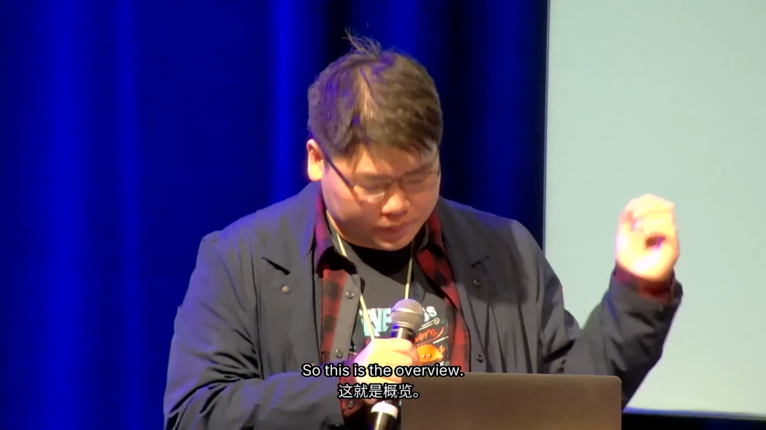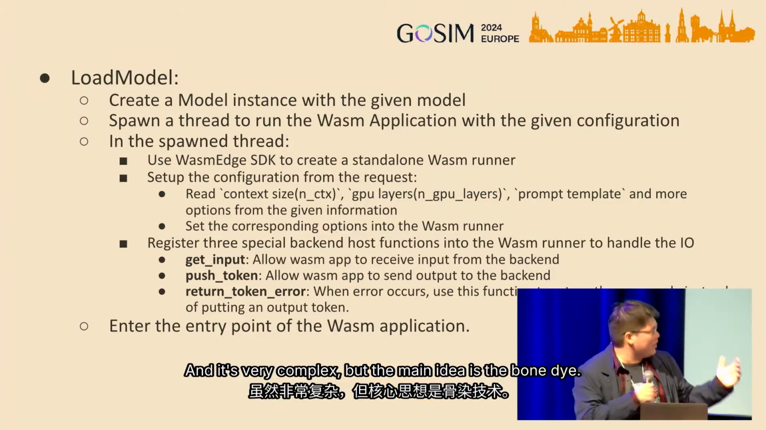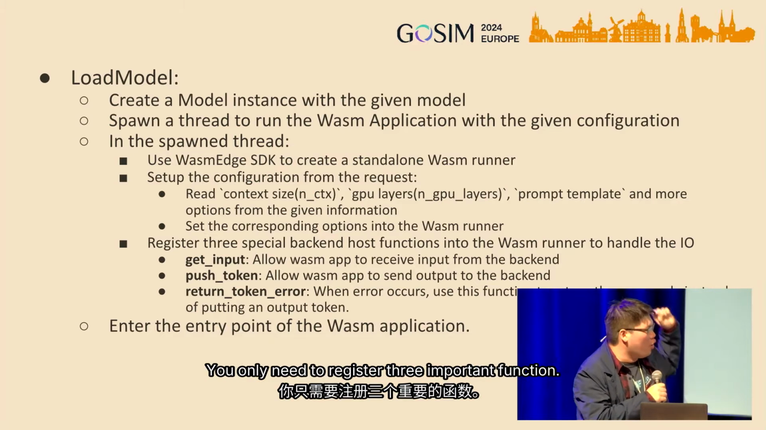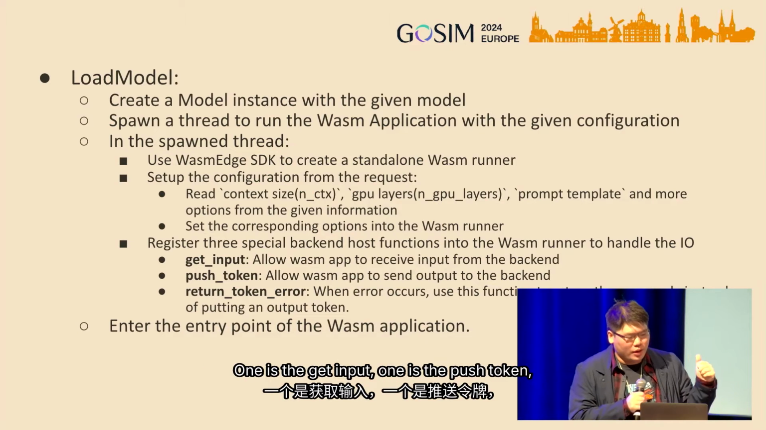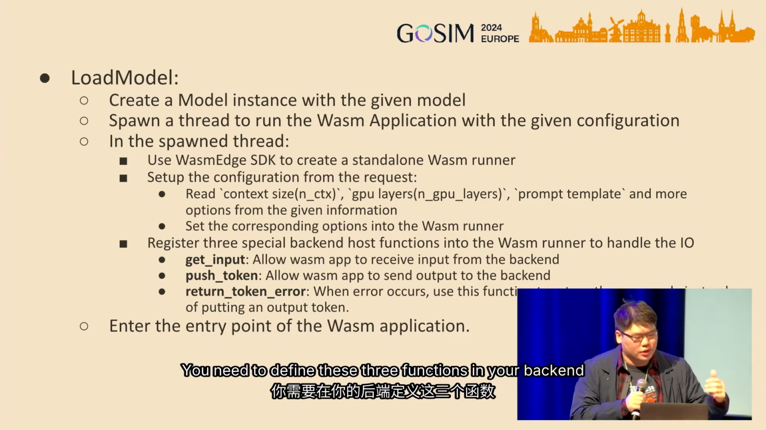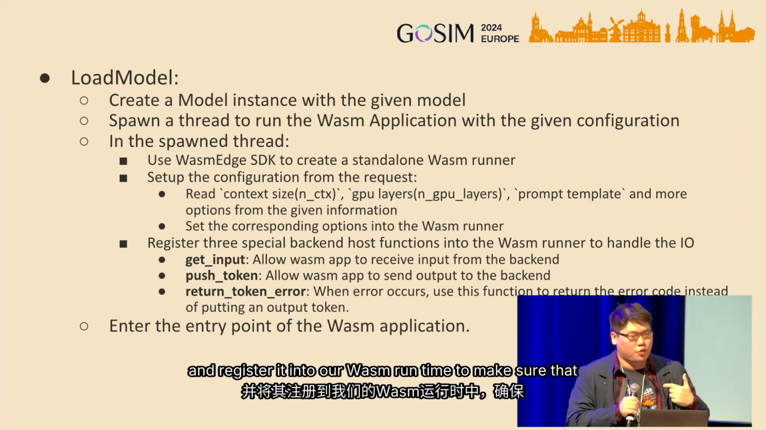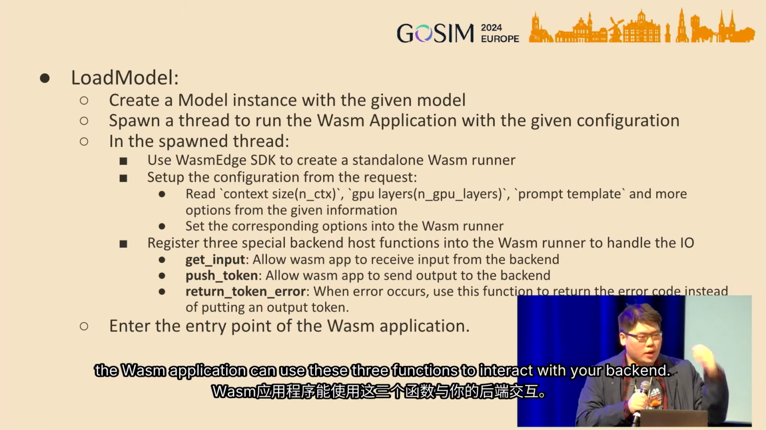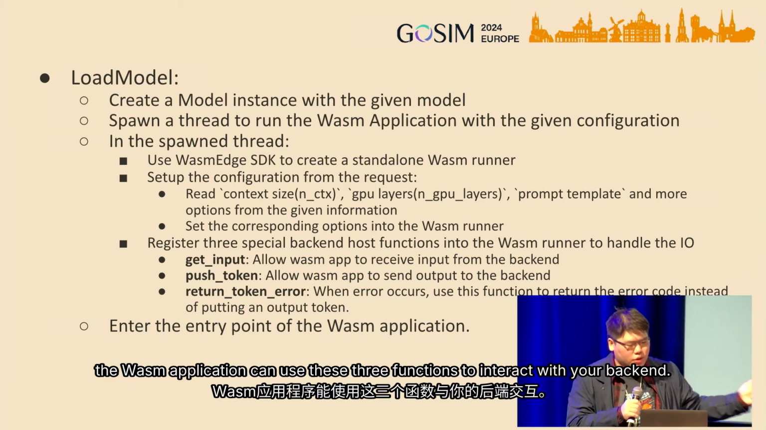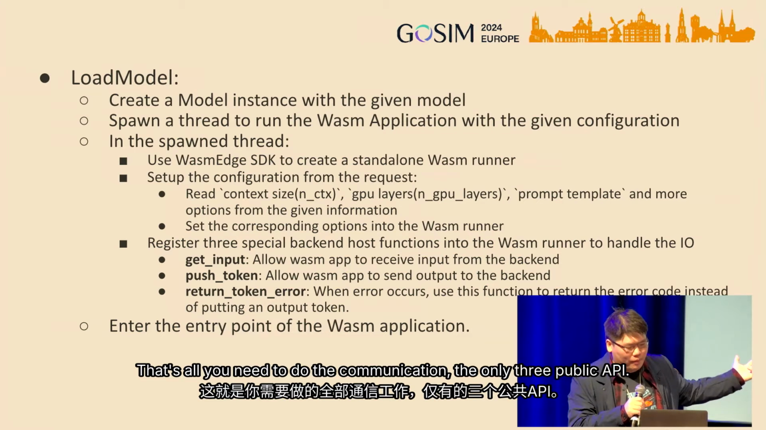Okay, so this is the overview, and it's very complicated, but the main idea is the bone. You only need to register 3 important functions. One is get input, one is push token, the other is return token error. You need to define these 3 functions in your backend and register them into our WasmEdge runtime to make sure that the Wasm application can use these 3 functions to interact with your backend. That's all you need to do for the communication. The only 3 public APIs.